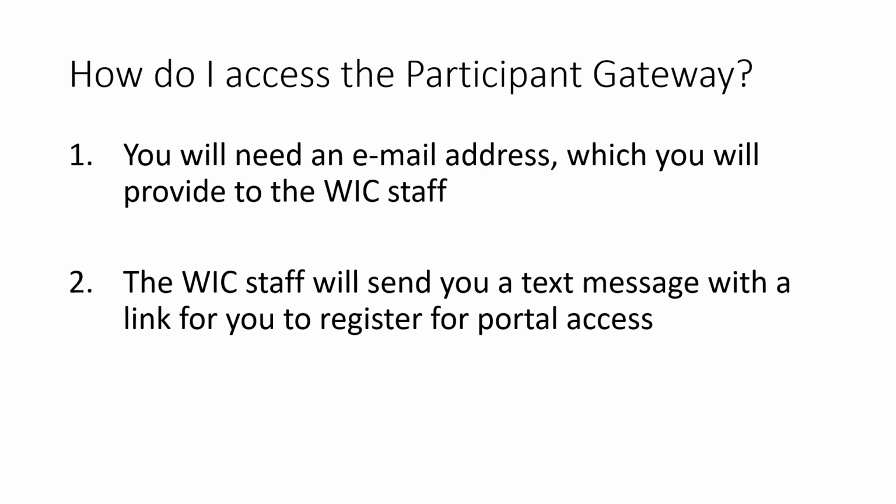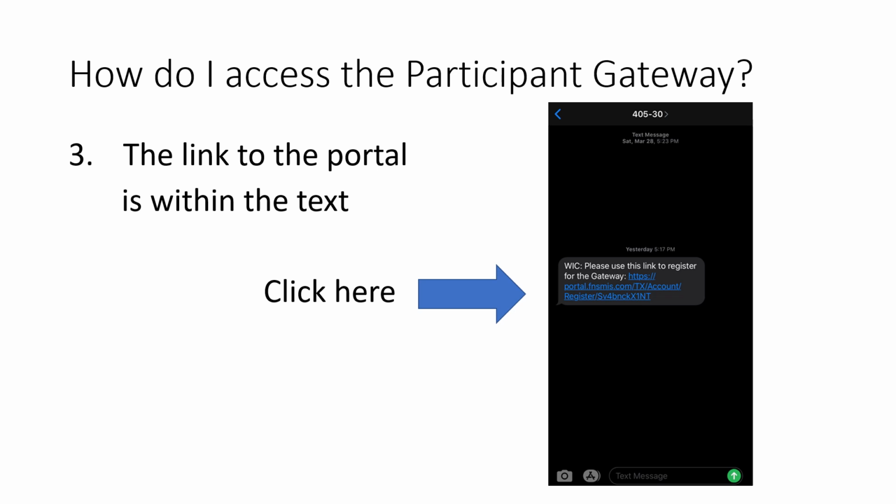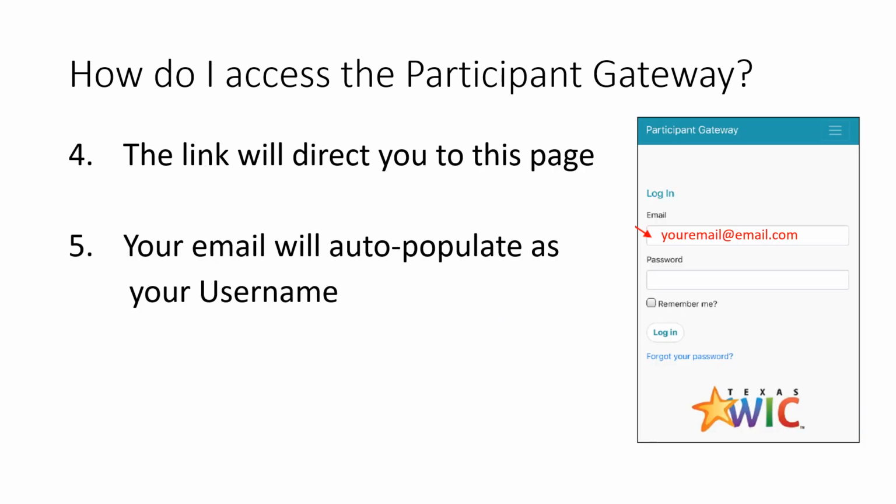How do you access the Participant Gateway system? You will first need to provide your email address to the WIC staff. The WIC staff will send you a text message with the link for you to register for portal access. The link to the portal will be within the text message. Click on the link. The link will direct you to the page that you see on the screen.